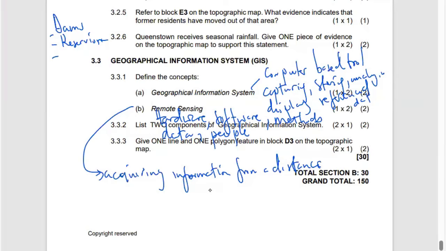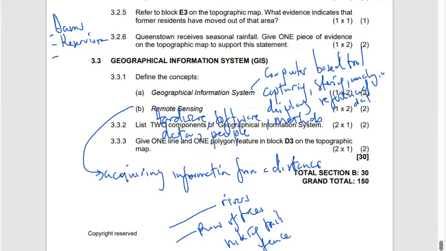What you need to note there is that when you are looking at a line feature, we are looking at those features which are presented as a line on the topographic map. Examples of line features: you can have rivers, which can be perennial or non-perennial. We can have features like a row of trees, which is a line. We can have a hiking trail, which is presented as a line. We can have a fence, also presented as a line.